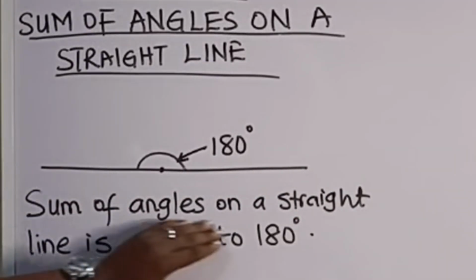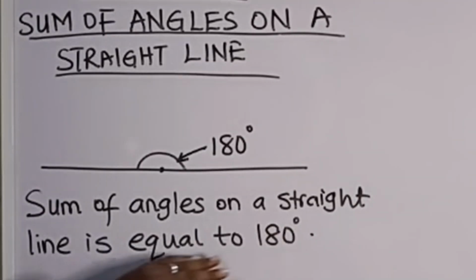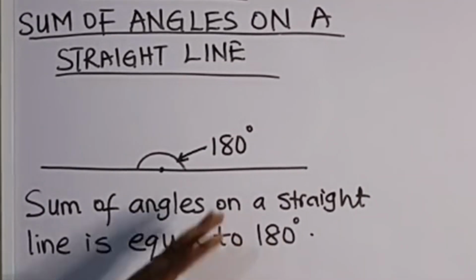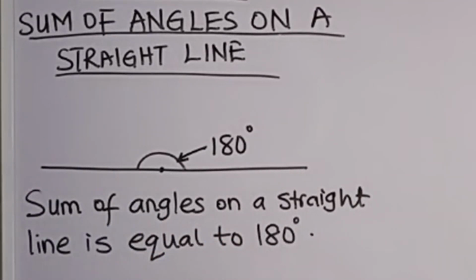So the sum of angles on a straight line is equal to 180 degrees. This comes in handy when you have some known angles, but you have an unknown angle. So you can use this principle to solve for an unknown angle that is found among other angles on a straight line. Okay, let's see an example.